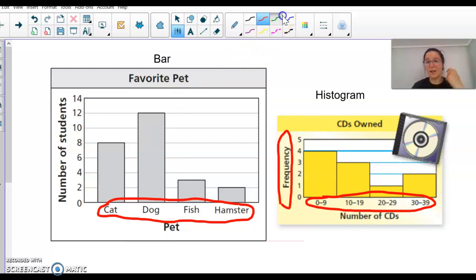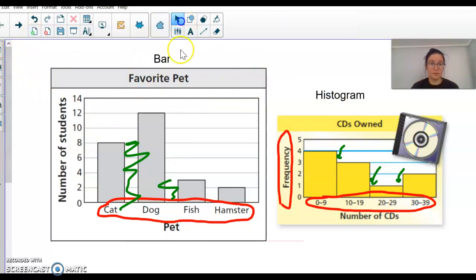How you're going to identify it is that a bar graph, see this space right here? A bar graph has space in between the bars. With a histogram, if you look, there's no space in between the bars. So that's how you identify a histogram and a bar graph. If you don't identify the intervals right away between categories, it's the spaces in between the bars as well. So that's bar graph versus histogram.